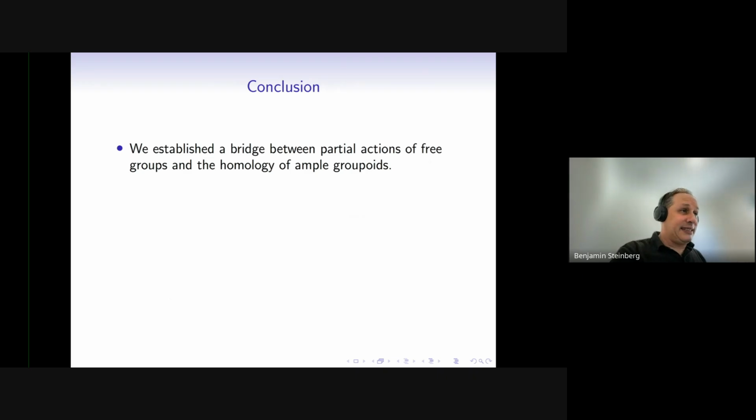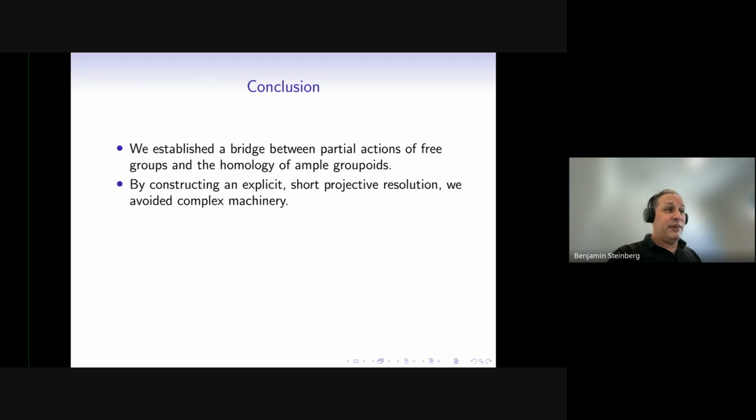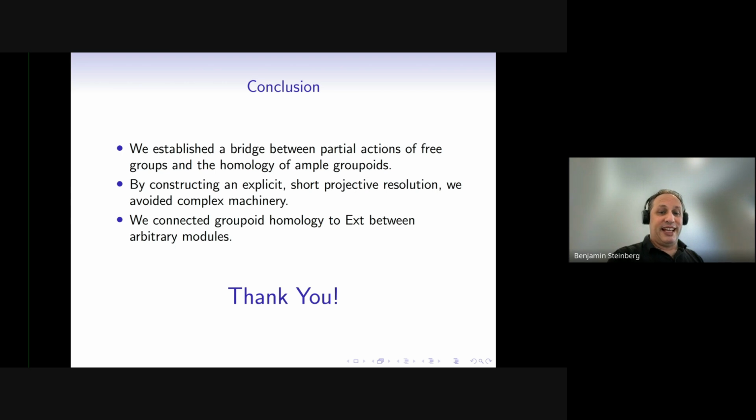And so my conclusion, I guess, is that we're able to get a bridge between the partial actions of free groups and homology of ample groupoids. We can write down explicit short projective resolutions that let us avoid spectral sequences, at least for computing homology. Of course, there's a spectral sequence for global dimension, but oh well. And also we connected groupoid cohomology, in this last spectral sequence, with the Ext between arbitrary modules. And that's pretty much what I had to say.